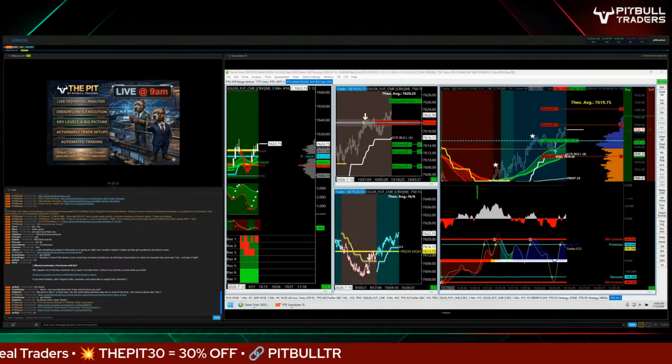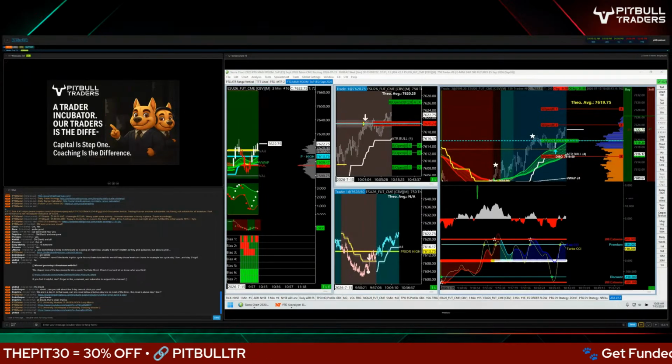Yeah, bulls are still chipping away. Buyers are still chipping away.